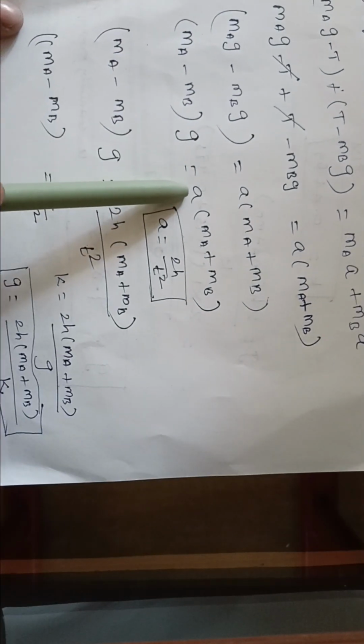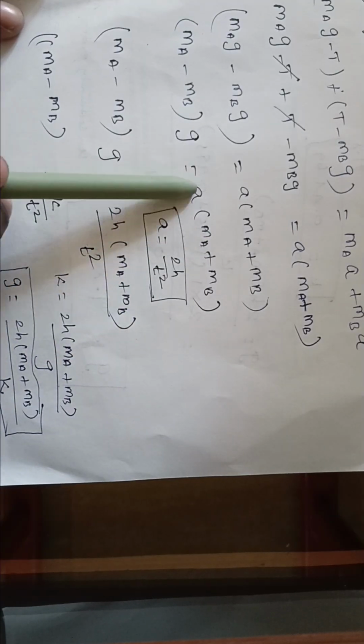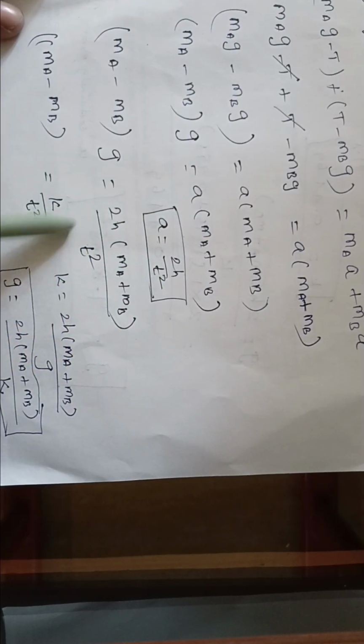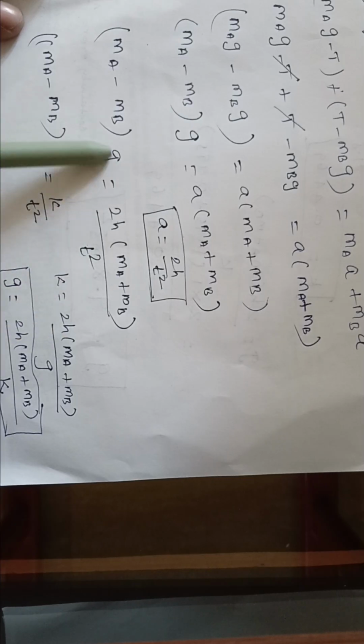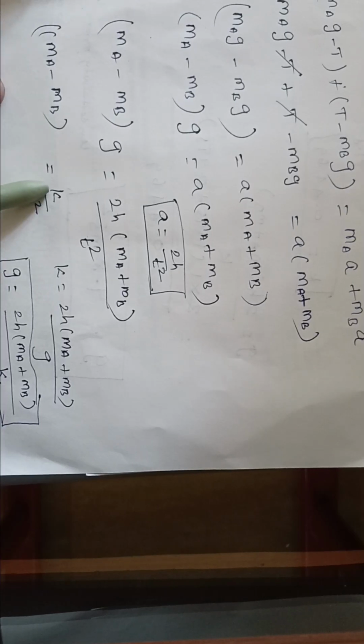a equal to 2h by t square. We substitute this a value here. So a equal to 2h by t square; next step, we substitute a equal to 2h by t square into the g equation. So now MA minus MB equal to K by t square. K means constant: K equal to 2h (MA plus MB) by g. These are all constant values.